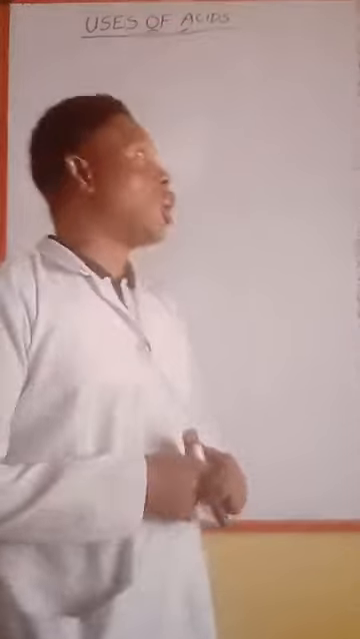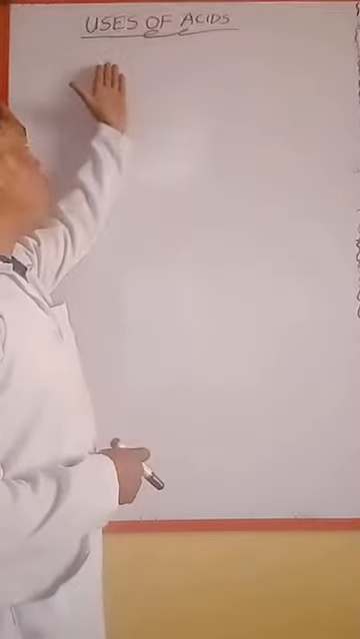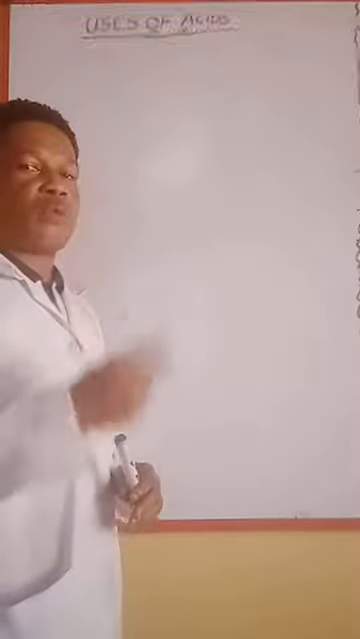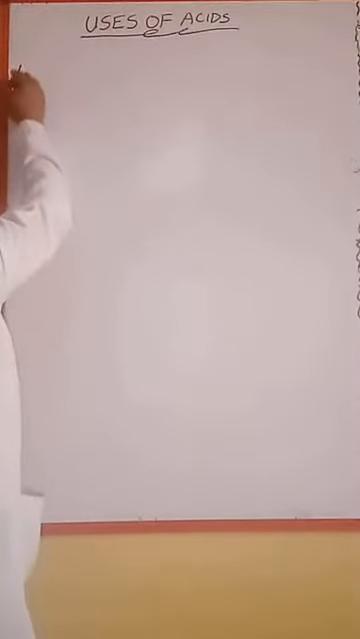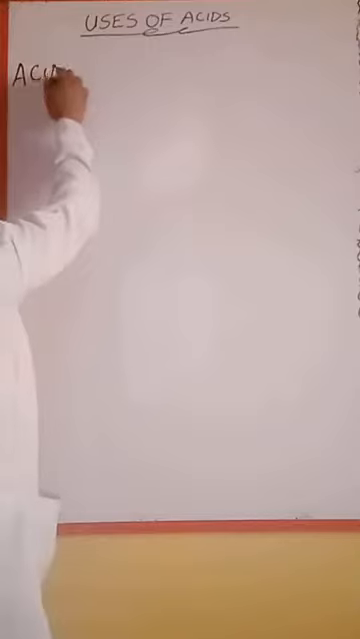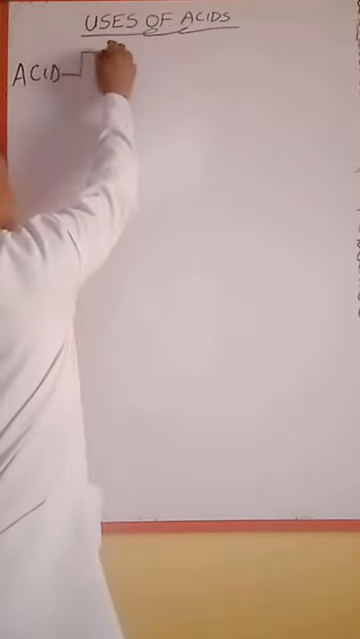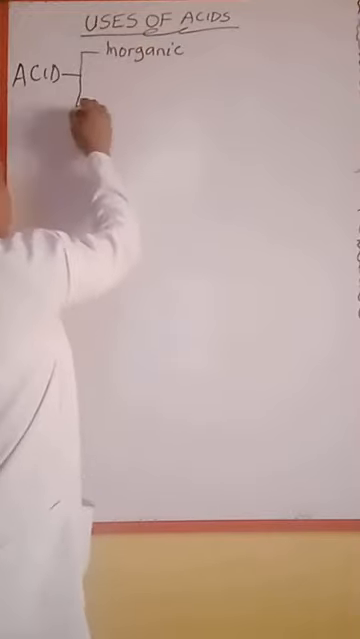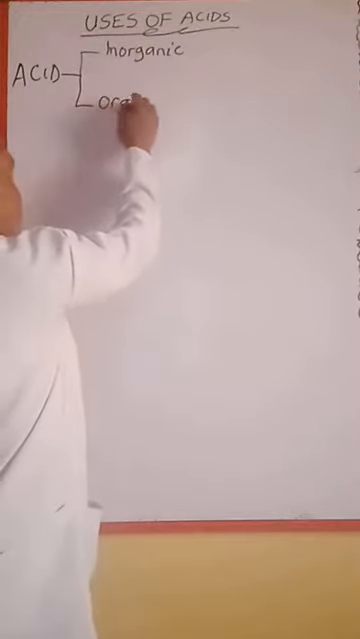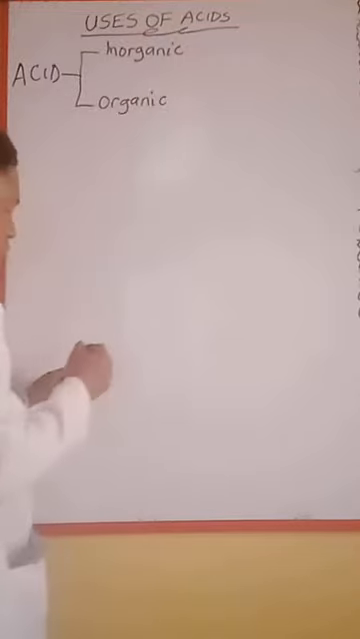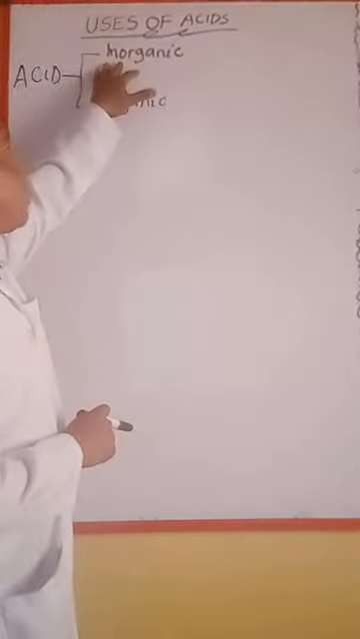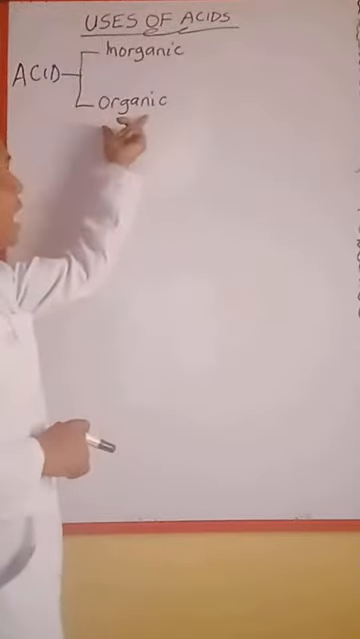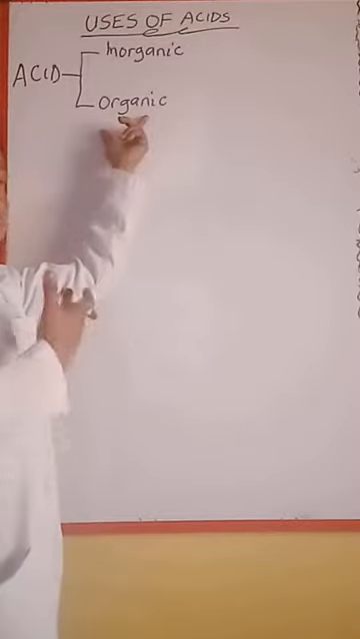In this video, I'll be teaching on the uses of acids. As we all know, there are two types of acids. Acids can be broken down into two: we have the inorganic acids and we have the organic acids. Now, the inorganic acids are the man-made acids, while the organic acids are the naturally occurring acids.